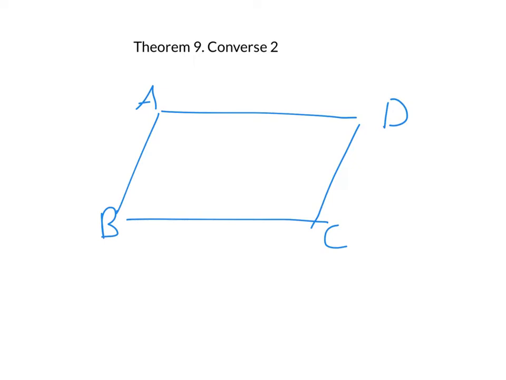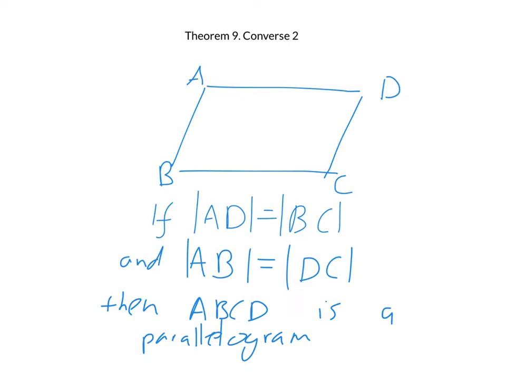Now we're on to the second converse to Theorem 9, and this one is related to side lengths. It says that for any quadrilateral, if opposite sides are equal, so AB is equal to DC and AD is equal to BC, then this shape must be a parallelogram. Again, if you'd like to pause here to take down notes next to your section on Theorem 9 Converse 2, this is the time to do it. When you're ready to move on to the next section, just press play again.